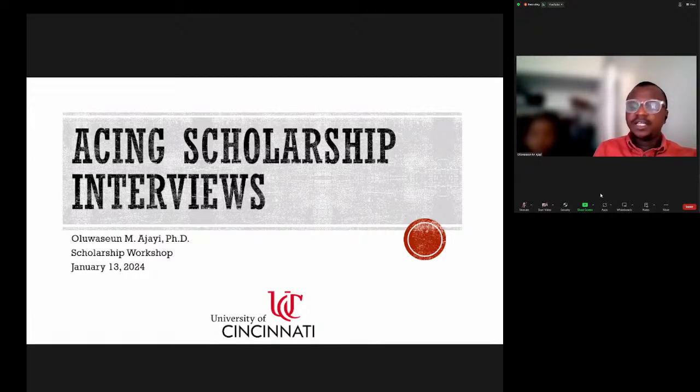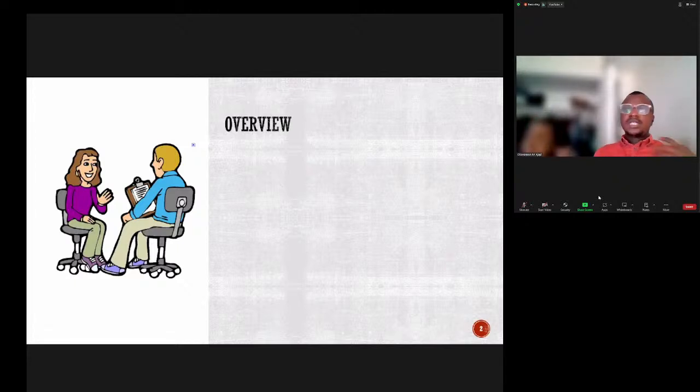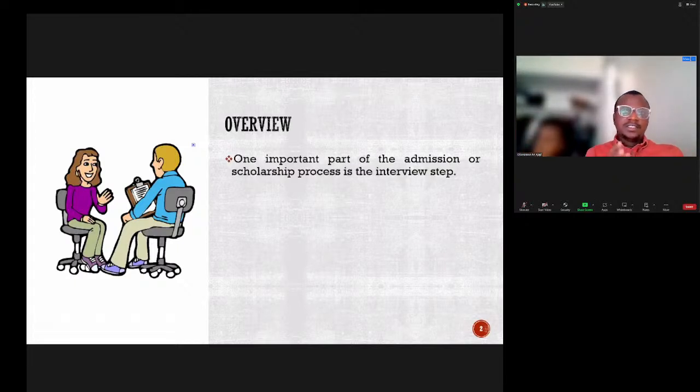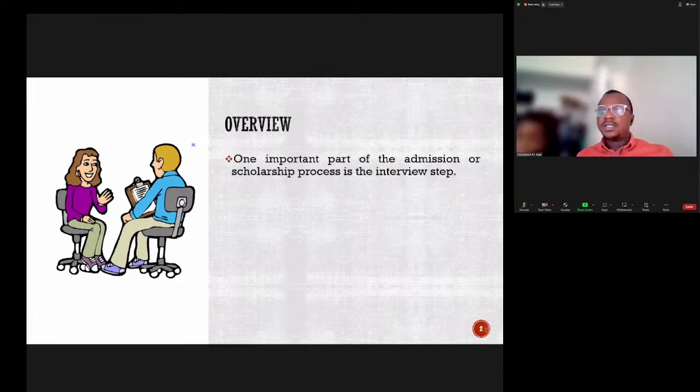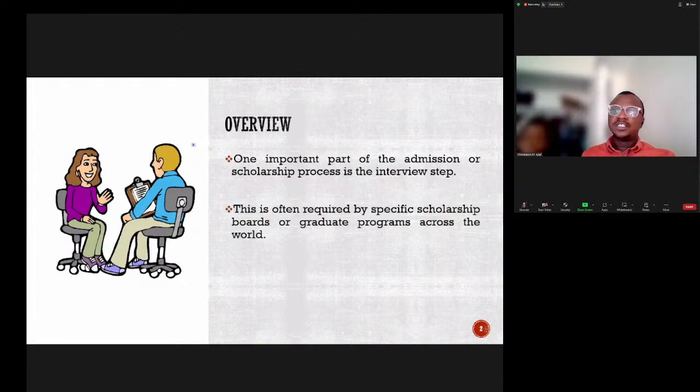So we're just going to talk about acing scholarship interviews, and just to give an overview, one of the important steps in any admission process is what we call the interview step. It's an important step during the admission or scholarship process. But one has to be careful to know that not all programs, not all scholarships require an interview.